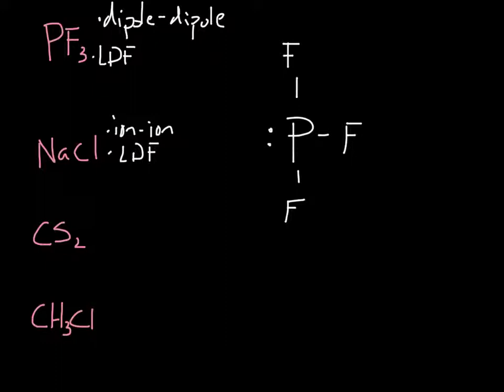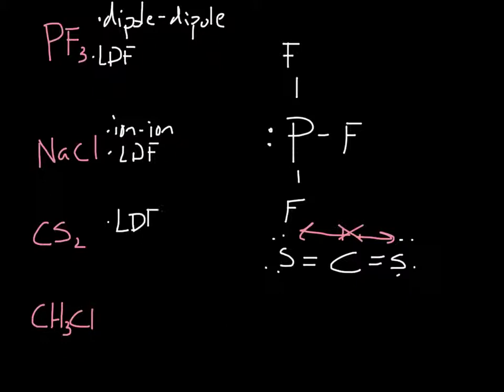Next is CS2. We've got to look at the structure of this one as well, and so it's going to be carbon double bonded to sulfur on either side. There's going to be lone pairs on the sulfurs, but those aren't necessarily going to make a difference. In this case, we're going to have a linear structure, which means the electrons are being pulled evenly on both sides, and as a result, we have no dipole here. And if there are no dipoles, that means no dipole-induced dipole, so it's only going to be London dispersion forces in action with carbon disulfide.